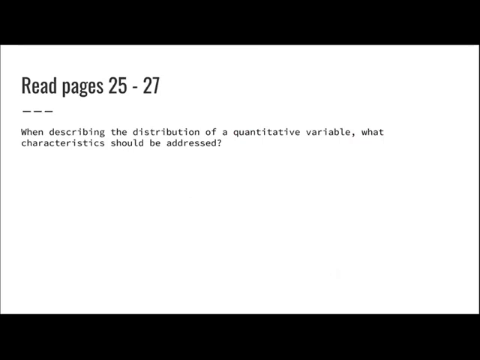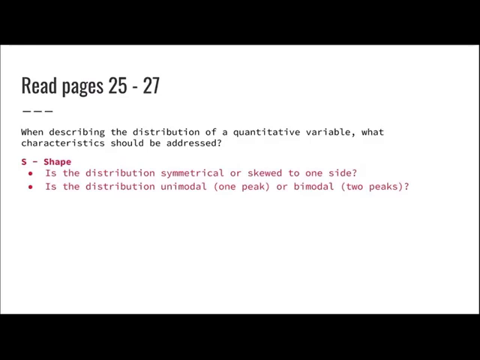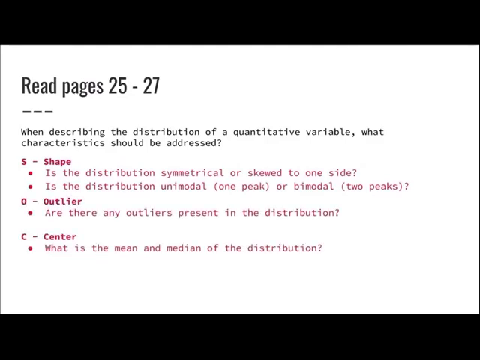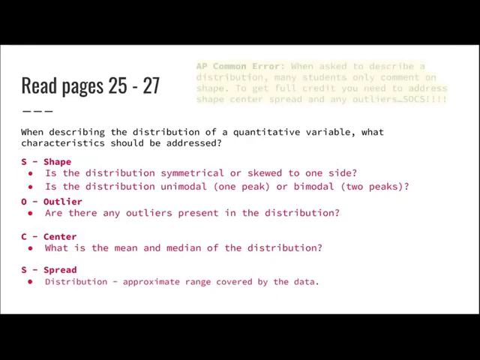So when describing the distribution of a quantitative variable, what characteristics should be addressed? We have the shape. Is the distribution symmetrical or is it skewed to one side? Is it unimodal, where there's one peak, or bimodal, where there's 2 peaks? Then we have outliers. Are there any outliers present in the distribution? We have center. What is the mean and median of the distribution? And then we have spread, the approximate range covered by the data.